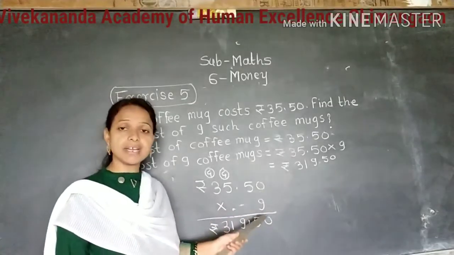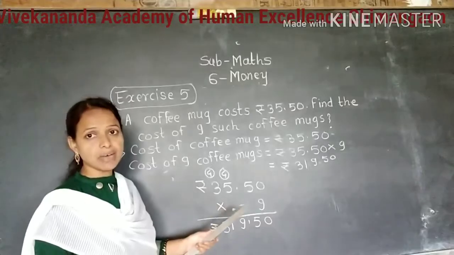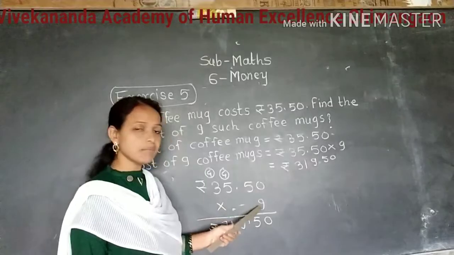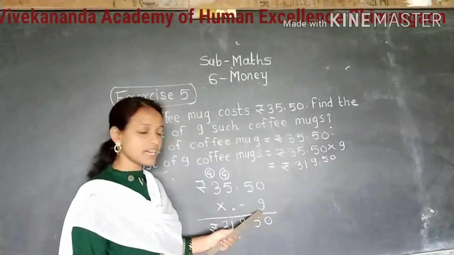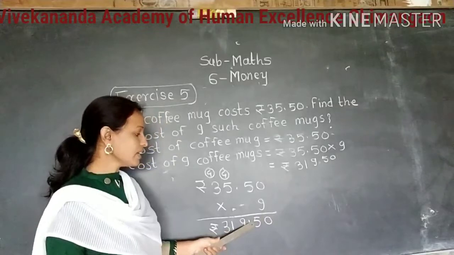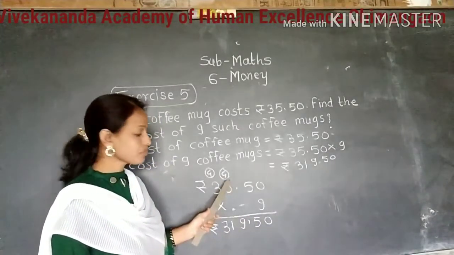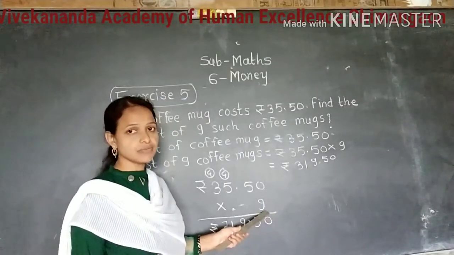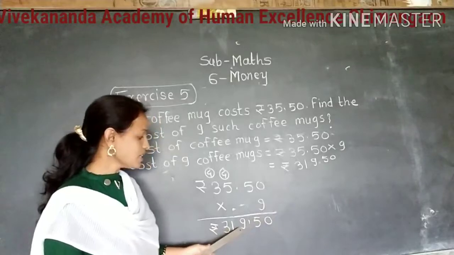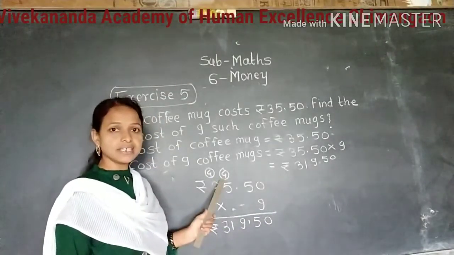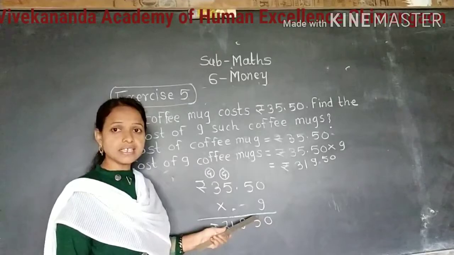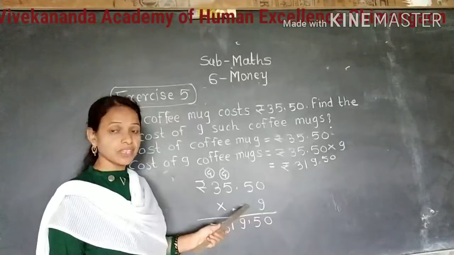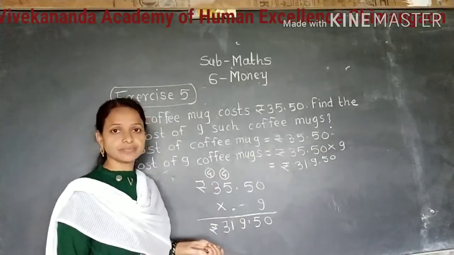Now we will multiply 35 rupees 50 paise by 9. First, we multiply 0 by 9. So you have learned when you multiply 0 by any number, we get product 0. So we write 0 here. Then we multiply 5 by 9. 9 5s are 45. So 5 right here, 4 carry over. Then multiply 5 by 9. 9 5s are 45. 45 plus 4 carry over, 49. So 9 right here, 4 carry over. Then multiply 3 by 9. 9 3s are 27. 27 plus 4, 31.